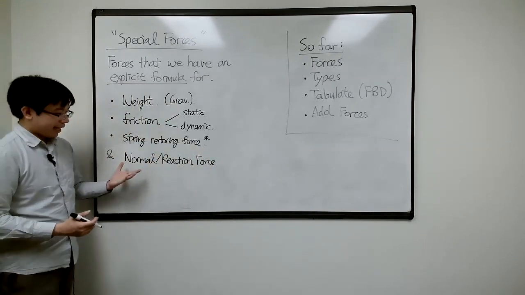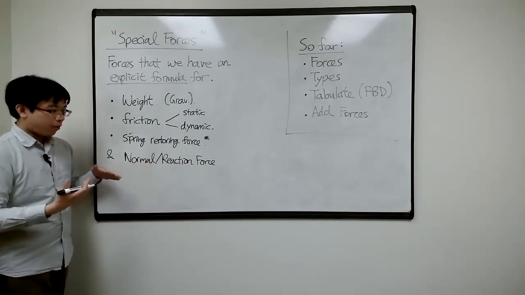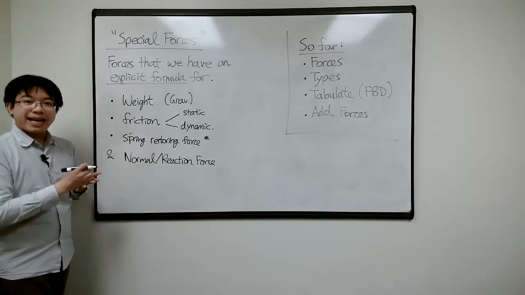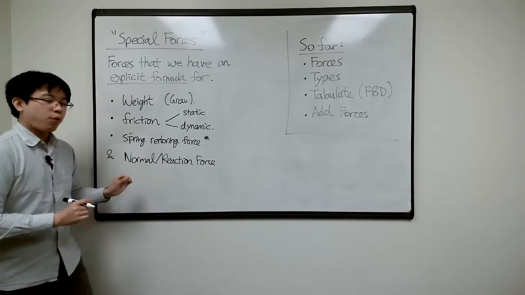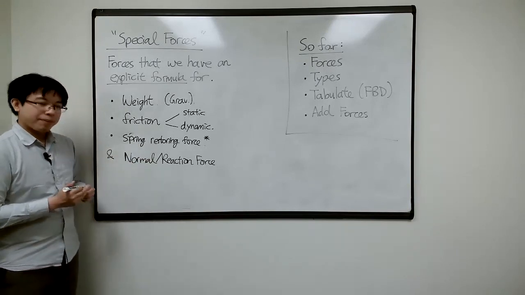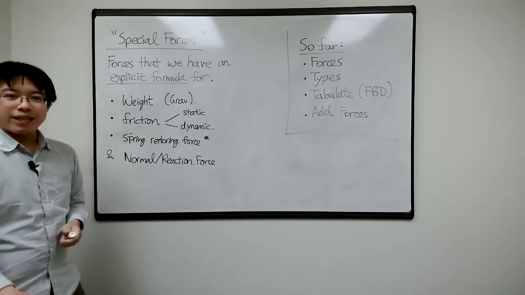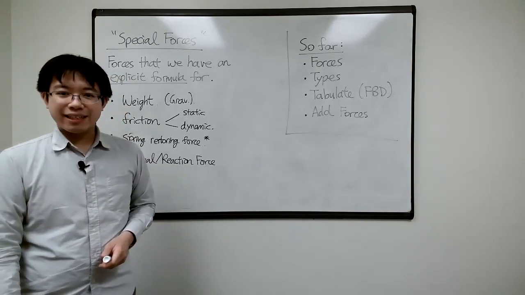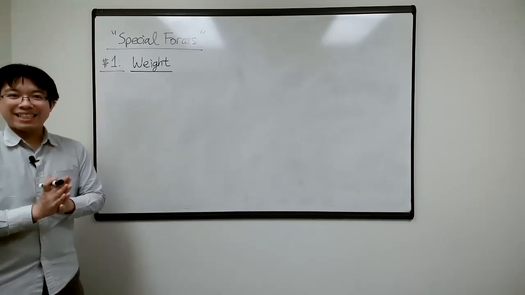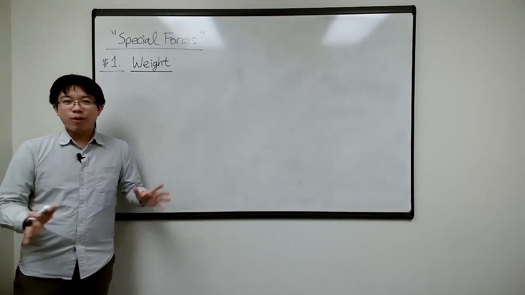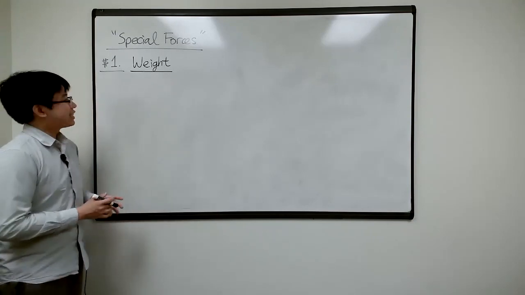Normal, once again, refers to the fact that it's perpendicular. Normal means perpendicular to the contact surface, right? It doesn't have a specific formula, but it's worth analyzing because it has an interesting property. All right, so let's jump into it. We'll start with looking at weight. Special force number one is weight, and this is probably one of the most important forces to analyze in at least this basic physics course.